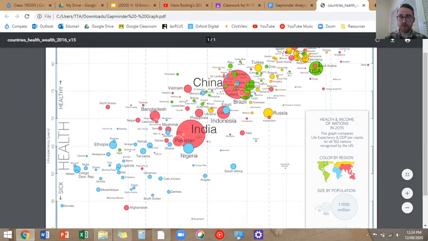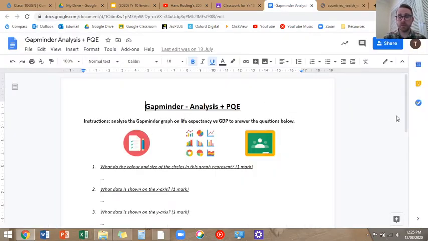So you've got the USA up there, Ethiopia and Africa, Guatemala, it's a very tiny, hard one to read. You can zoom in though. Anyway, that's the graph that you'll be using to complete these questions.